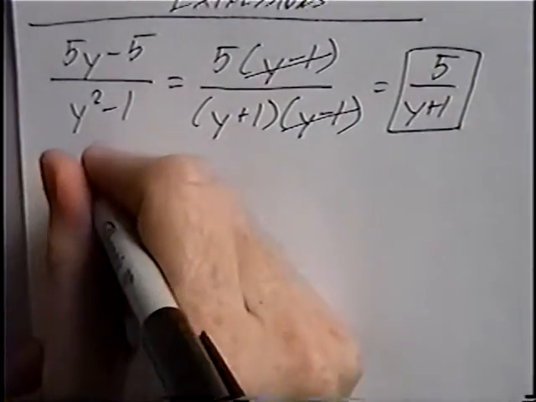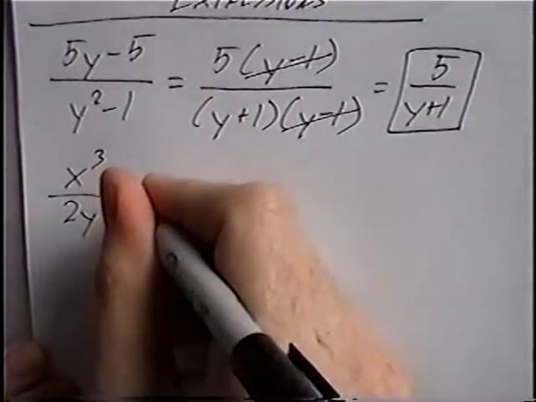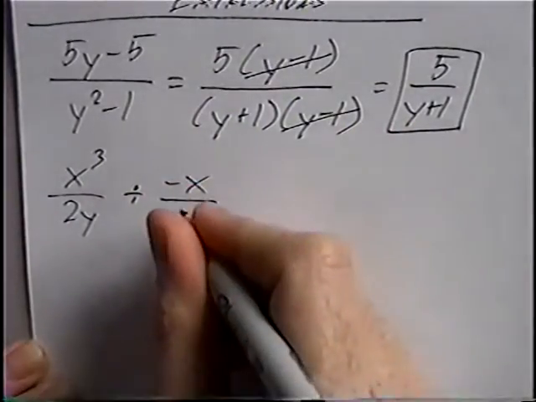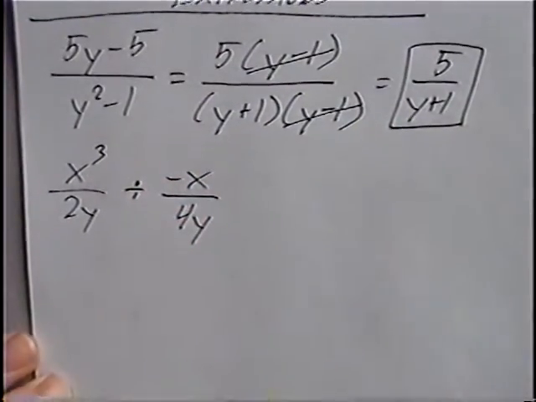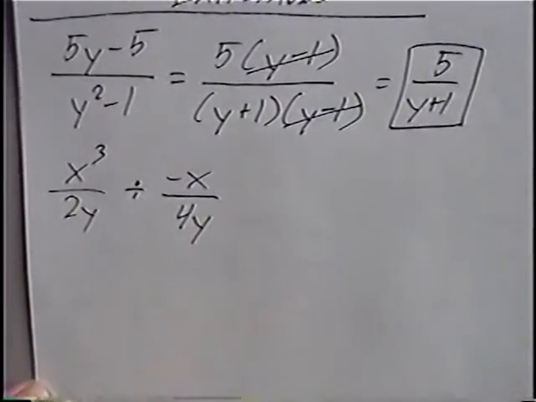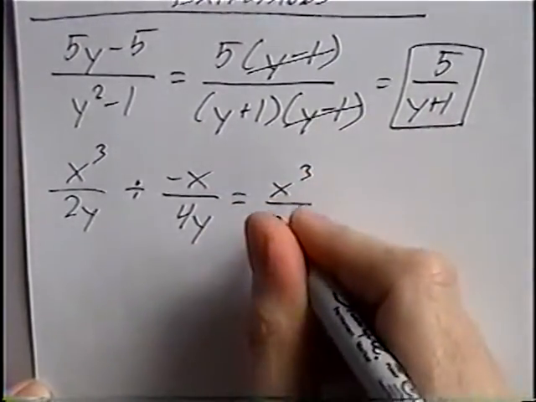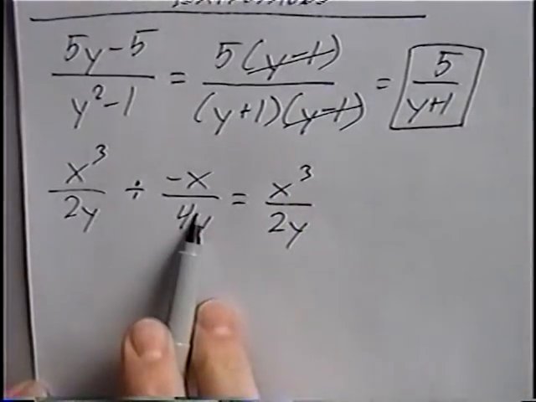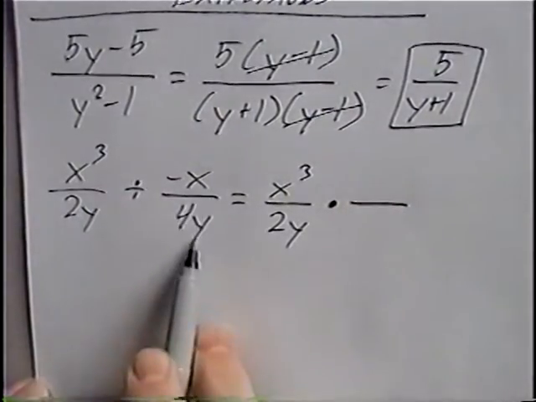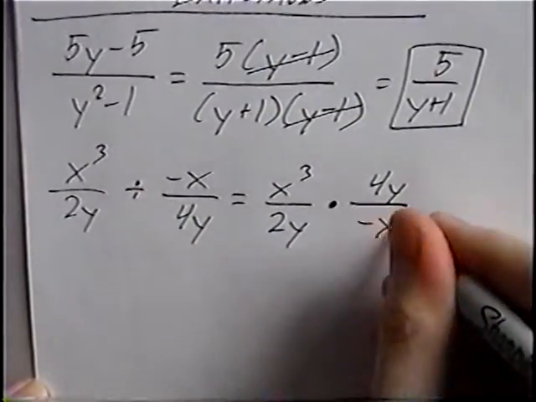Second question. x to the third power over y divided by another fraction, negative x over 4y. This time, before we cancel out fractions, we're dividing by a fraction. So we'll have to rewrite the question. The first fraction stays the same, and when you divide by a fraction, you can change this to multiplication, and the second fraction is a reciprocal, or flips over. 4y goes to the numerator, negative x on the denominator.